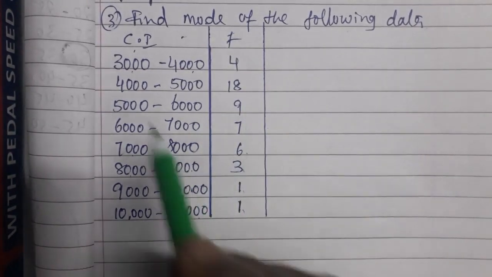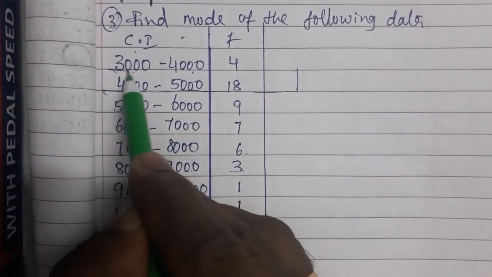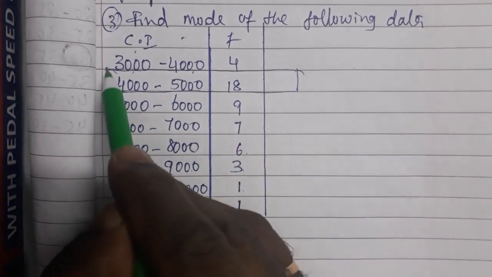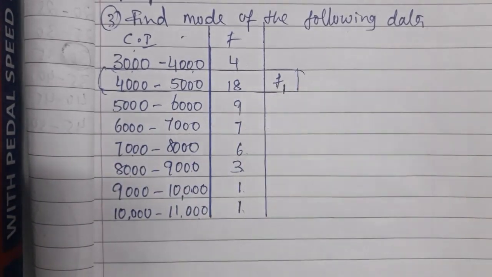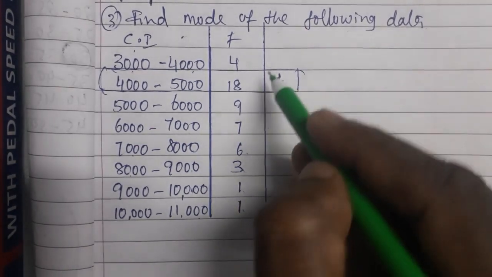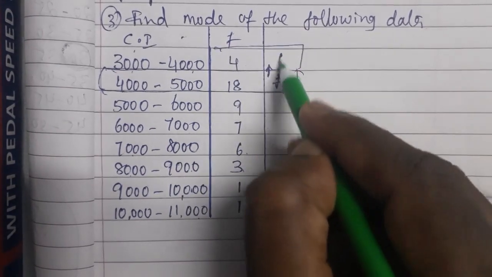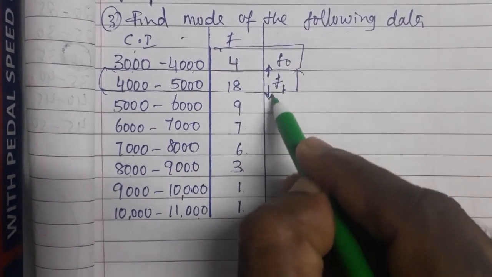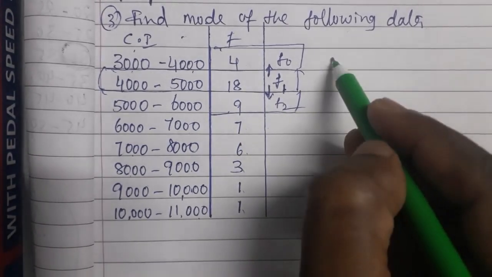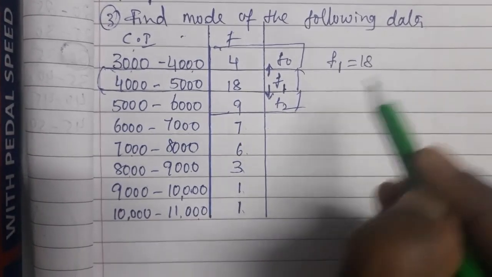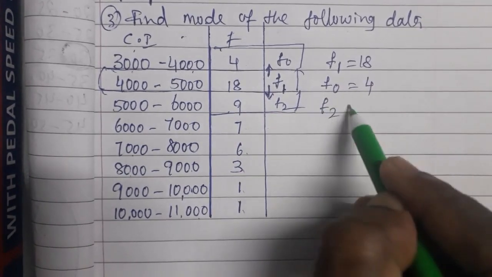To find the mode, first we have to identify the highest frequency of the given frequency distribution table, and you can notice 18 is the highest frequency. So F1 is the highest frequency. The preceding frequency, that is 4, will become F0. The succeeding frequency, that is 9, will become F2. Now list everything: F1 is 18, F0 is 4, F2 is 9.